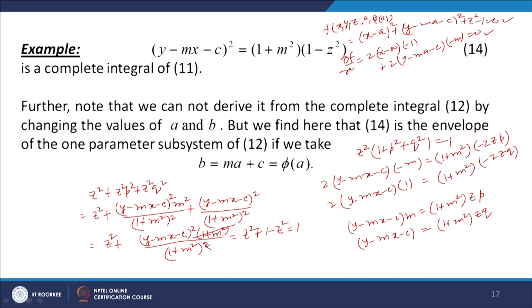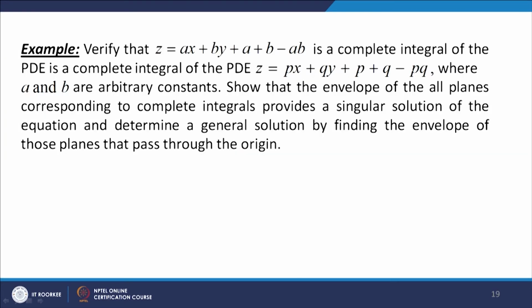So, here if you divide this equation by minus 2, you get x minus a plus m times y minus ma minus c equal to 0. So, we can find the value of a from here. a will be equal to x plus m times y minus mc, divided by 1 plus m square. When you put this value of a in this equation, we will arrive at equation 14. Let us now consider another example.